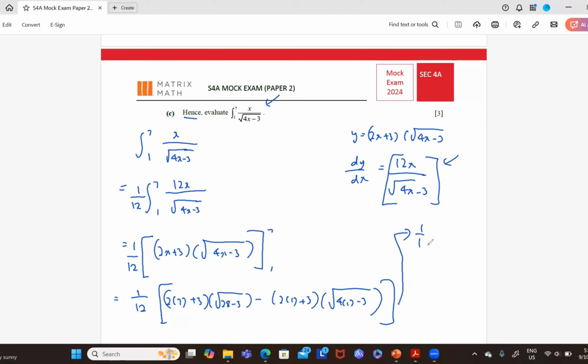So this 1 over 12, 17 bracket 5, minus 5 bracket 1. So it's 80 over 12, which is 20 over 3. So the answer to part C is 20 over 3.